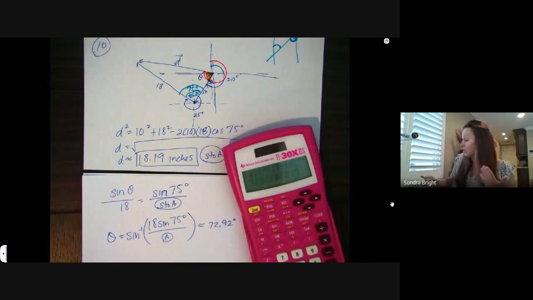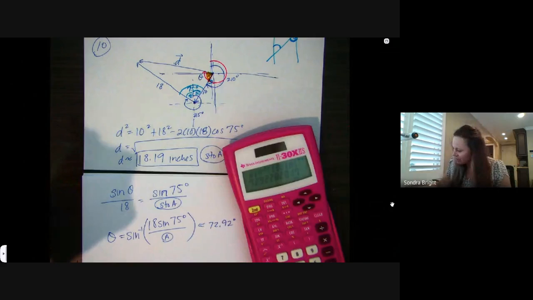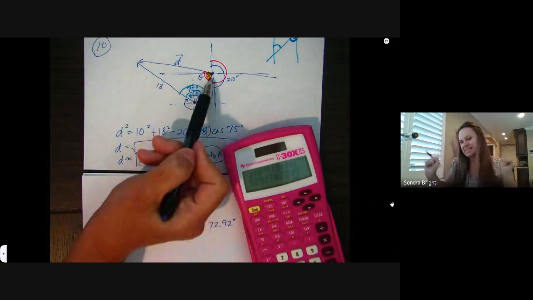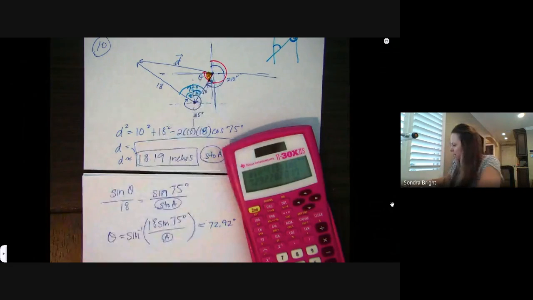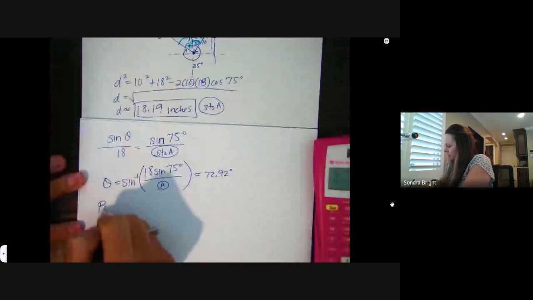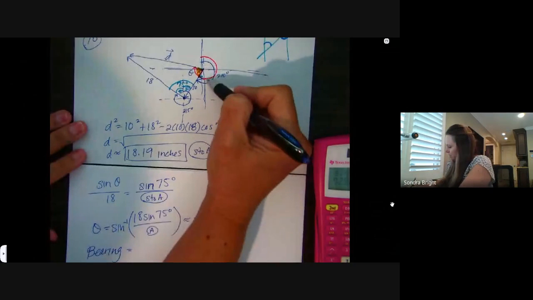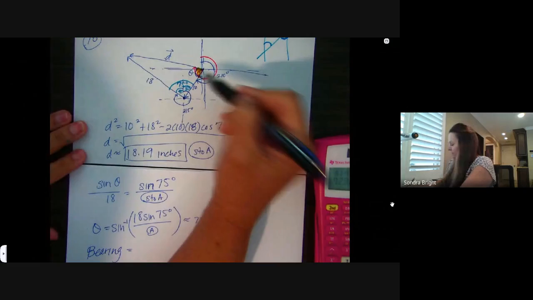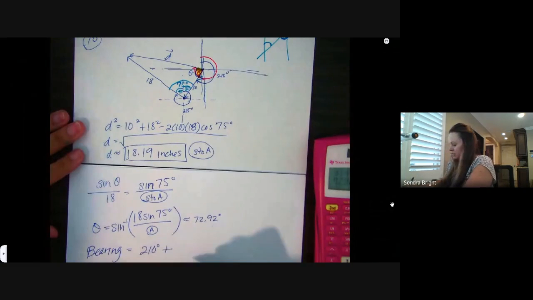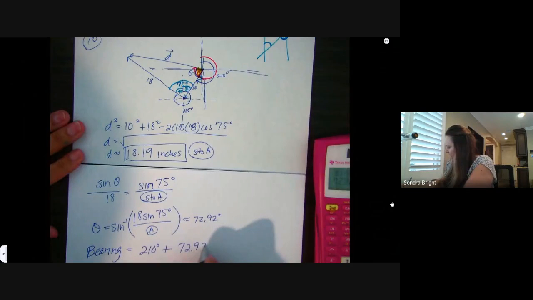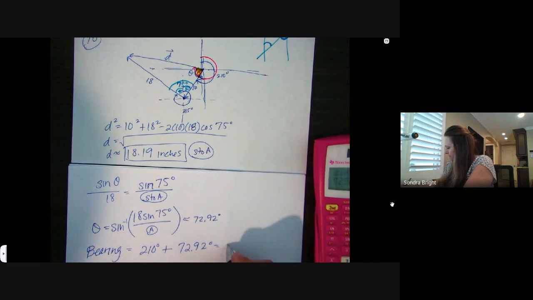So keep in mind when you solve for this theta, that's not the bearing. That was the angle inside of the triangle, right? And it's a common error to go, oh, I'm done, theta. That's the calculator answer. That's my answer. No, no, no, no, no. The bearing is 210. Remember, it's starting from the north, going around, we hit 210, and then we have this angle. So it's 210 degrees plus the 72.92 degrees. And so you should have gotten an answer of 282.29 degrees. That's the bearing for this problem.